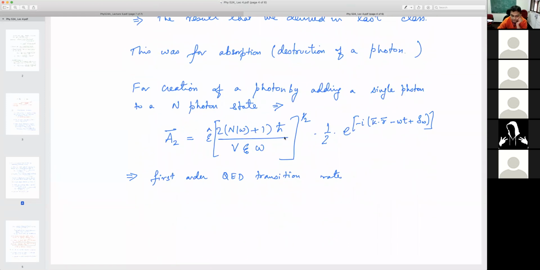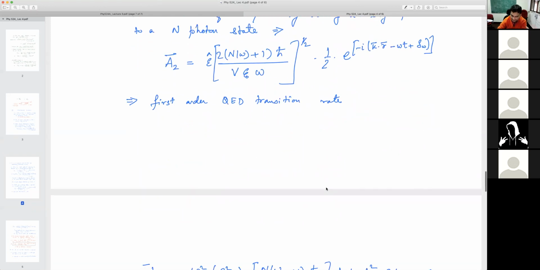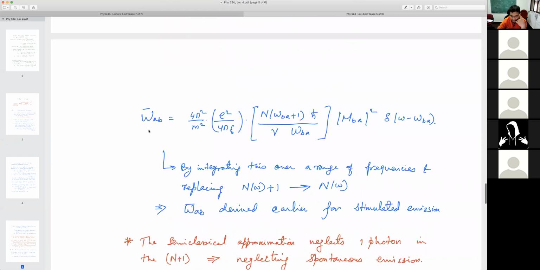If I use this vector potential to do a first-order QED transition rate calculation, just like we did here, I'll get almost the same result as above, except that I'll again have an n omega plus 1. So the bracket should be inside; after this omega BA here, the bracket should have closed, and there should be a bracket outside the whole thing. So n omega plus 1 in brackets, times h bar. Otherwise it's exactly the same.